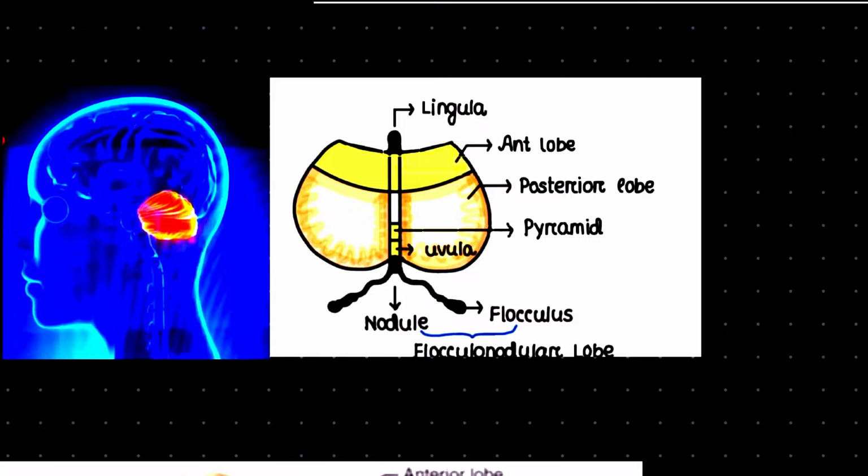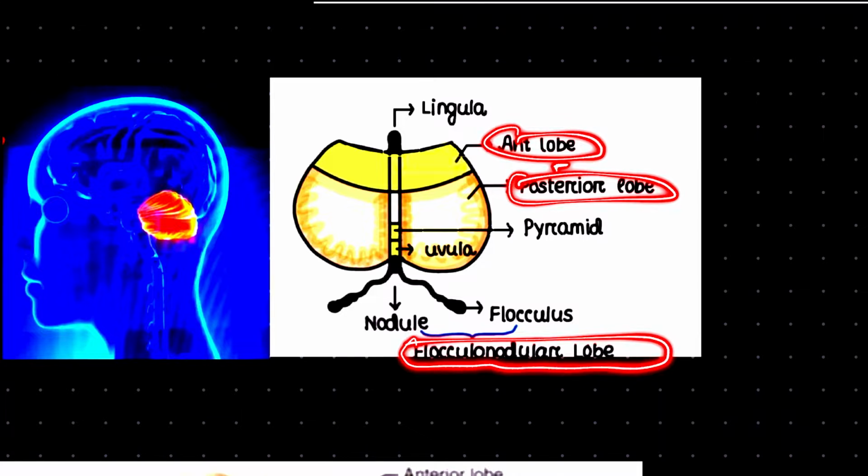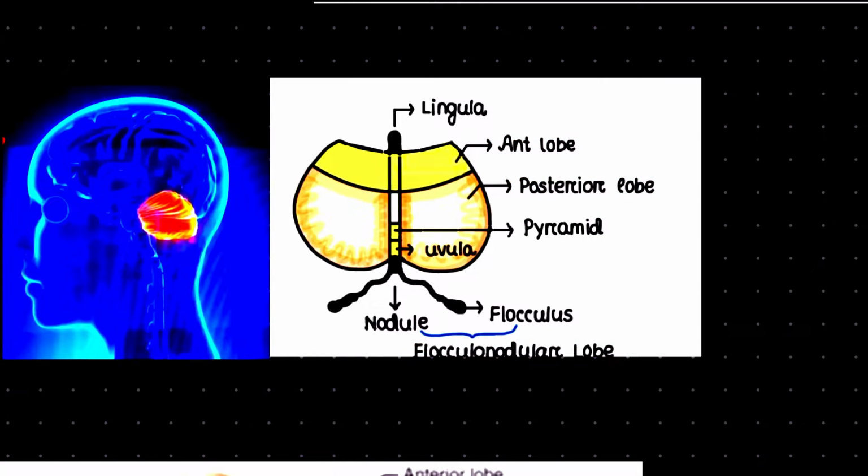So what are the different types of lobes? We have the anterior lobe, which is right here, the posterior lobe, and the main flocculonodular lobe. Now there are other structures also that you can see. The structure that divides our cerebellum into two compartments is called the vermis.